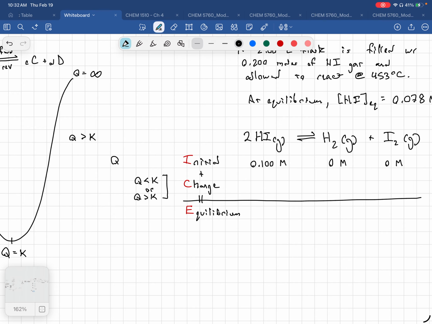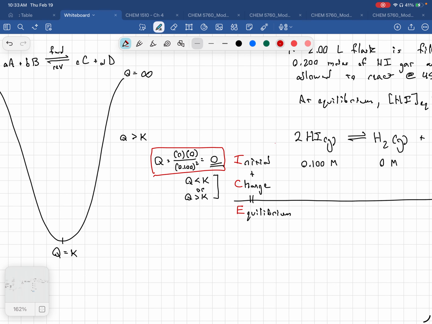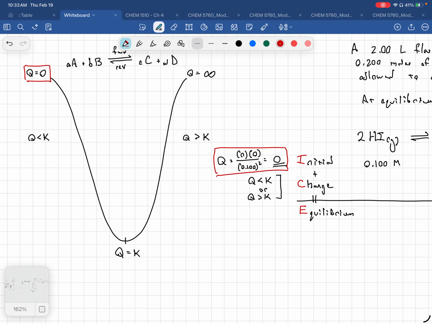So we first need to, using our initial conditions, calculate Q. We've already done Q expressions, so I'll just do this very quickly. We have our H2 concentration to the first power, which is 0, our I2 concentration to the first power, which is 0, and then our HI concentration, which is 0.100 to the second power. And we can immediately see that Q is equal to 0. So we are starting at Q equals 0. This is where we're starting.